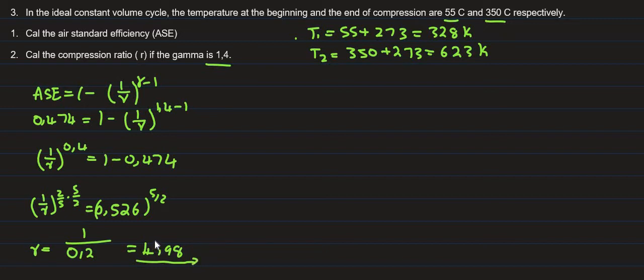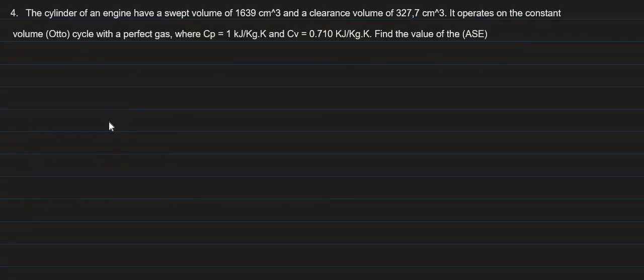So the answer is 4.98. Let's go to the last example. The cylinder of an engine has a swept volume of 1639 cubic centimeters and a clearance volume of 327.7 cubic centimeters. It operates on a constant volume Otto cycle with a perfect gas where Cp is 1 kilojoule per kg Kelvin and Cv is 0.710. Then we find the air standard efficiency.